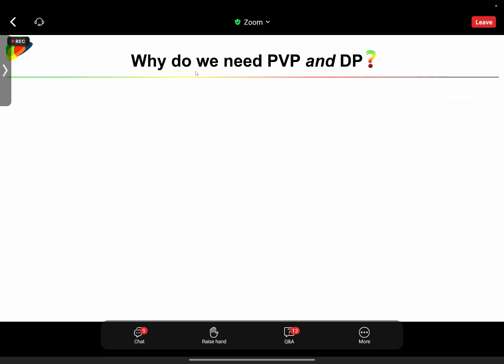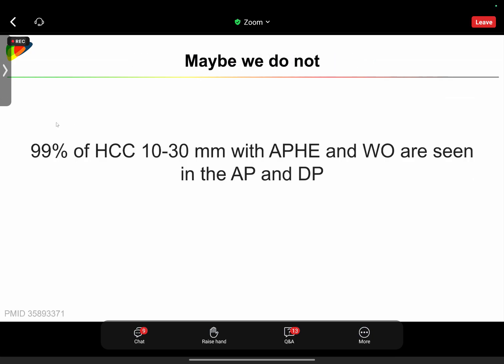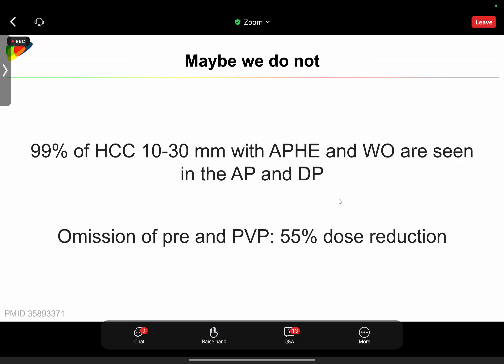Now, then you may be asking, well, why do we need portal venous phase and delayed phase? And the answer, maybe we don't actually need that, because 99% of HCC that do have washout, if you just look at arterial, portal vein and delayed phase, you will see it. So we could omit washout and result, for CT at least, in 55% dose reduction.